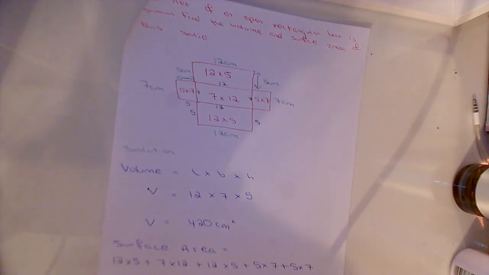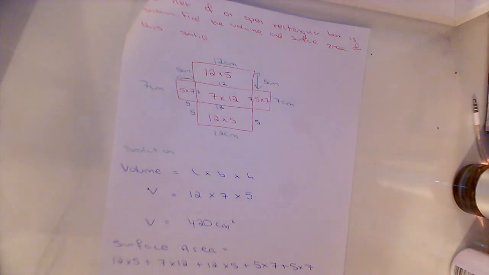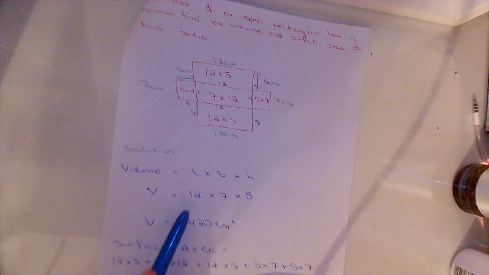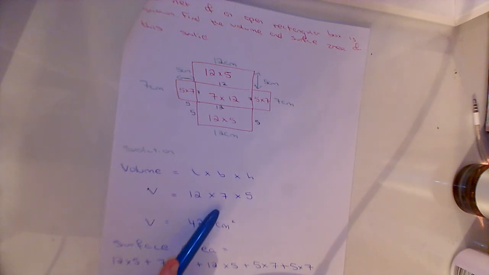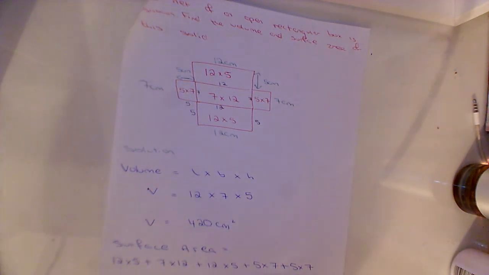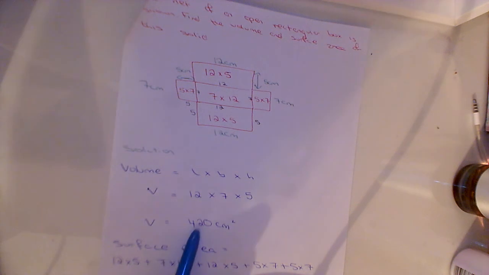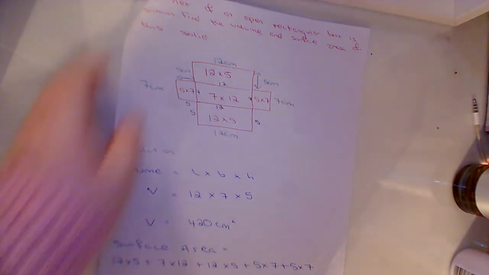The next one I have says the net of an open rectangular box is shown, find the volume and surface area of this solid. So the volume is still equal to length by breadth by height. My breadth is 7, my height is 5. A net is the folded out shape of it, so it's actually easier even to spot how to do the surface area on a net. So now I have my volume is 420 centimetres cubed. Then I'm going to get my surface area.